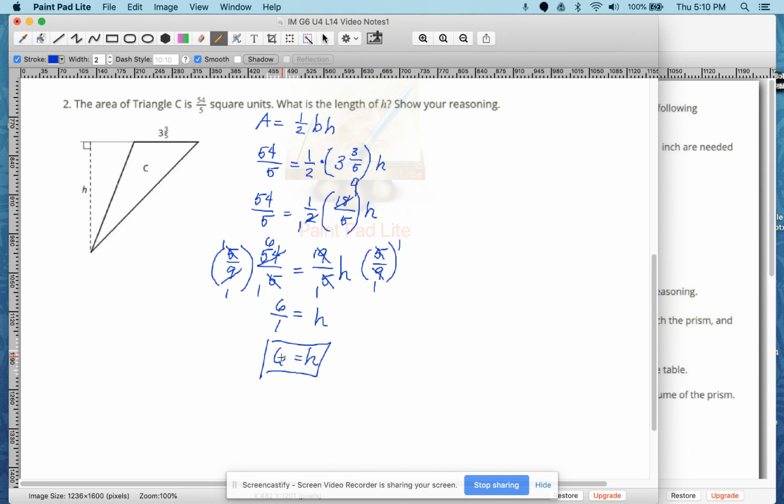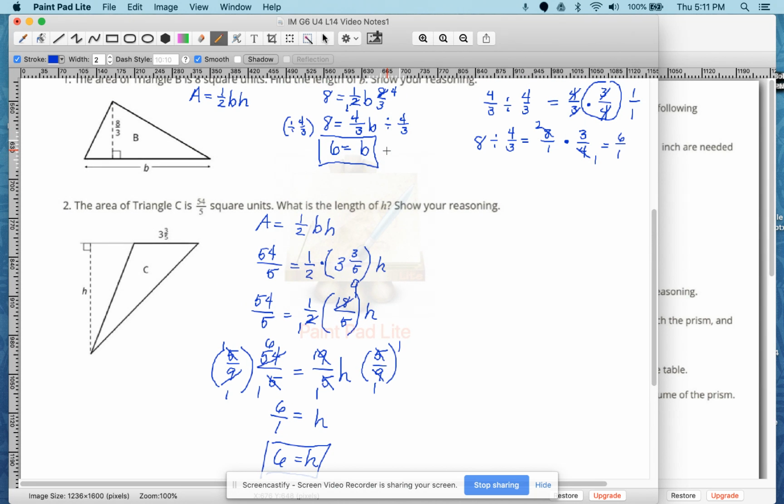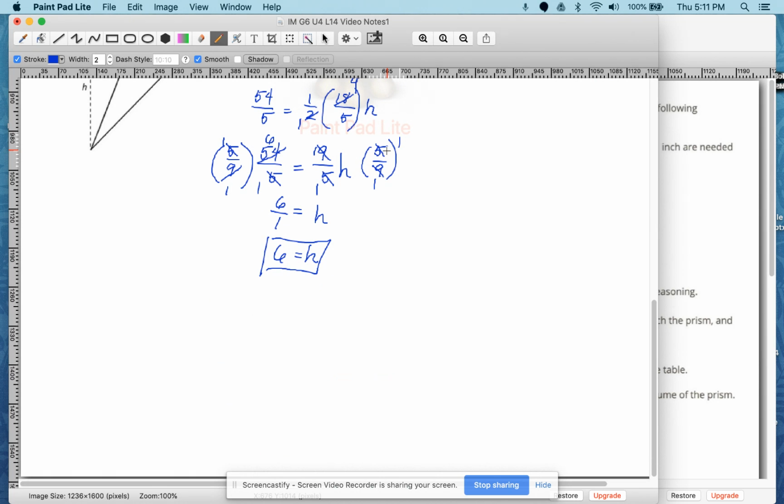Okay, so if we're given 2 of the dimensions of the triangle, we can find its area. If we're given the area and 1 dimension, we can still find that other dimension. And we did it both with the height and the base. So let's keep going in our workbooks.